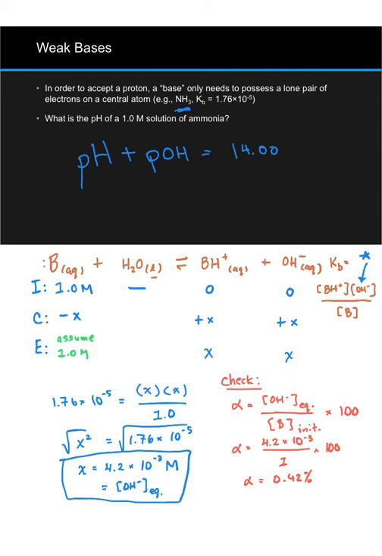So, again, is this an acceptable level of association for our base, sufficient to make an assumption that simplifies us having to solve the quadratic equation? Yes, it is. Alpha is less than 5%, so we can go along our merry way and deal with this result rather than having to solve a quadratic equation.